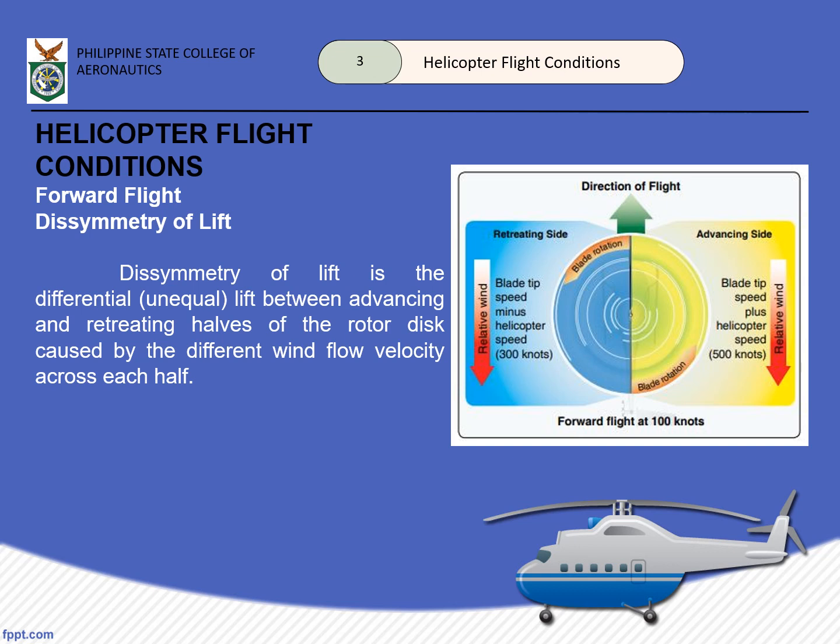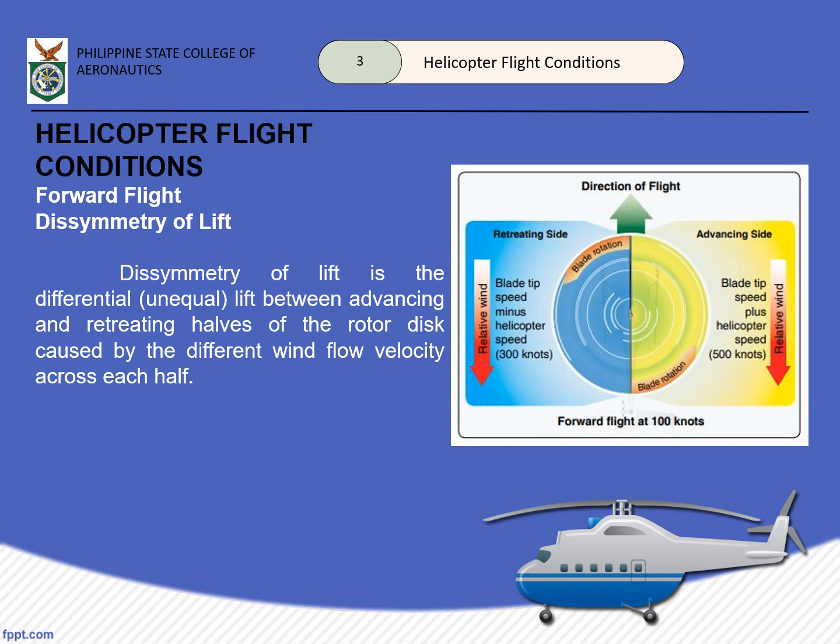Just like our hovering flight, we also encounter some things during forward flight. One of them is the dissymmetry of lift. What is the dissymmetry of lift? I believe you were given an introduction regarding this in the P factor or asymmetric loading in our last module. The dissymmetry of lift by definition is the unequal lift between advancing and retreating halves of the rotor disc caused by the different wind flow velocities across each half.